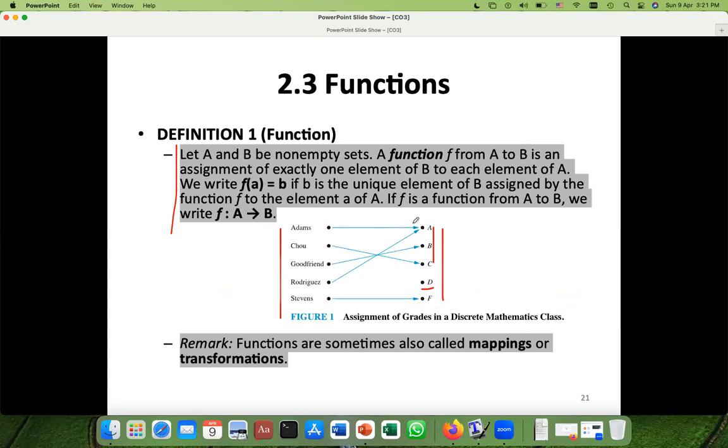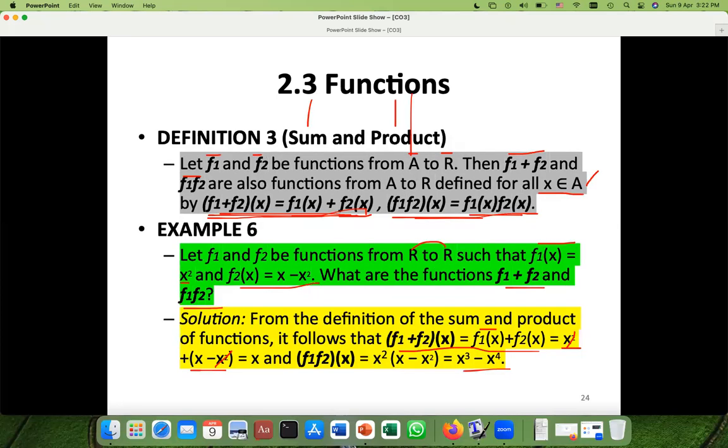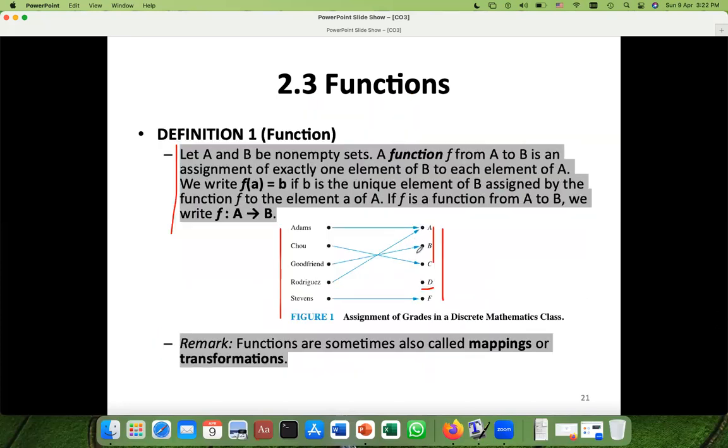I cannot assign the same value from B to different domain elements. This is the only difference. For example, here I am assigning this to Adams and also to Rodriguez. The rest of the definition is the same.